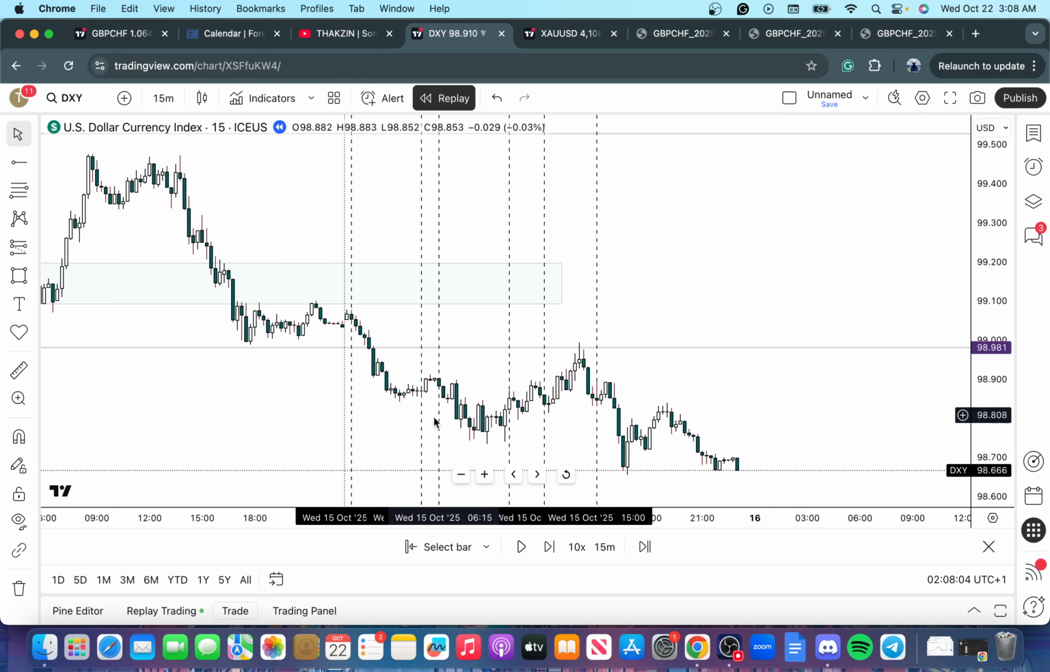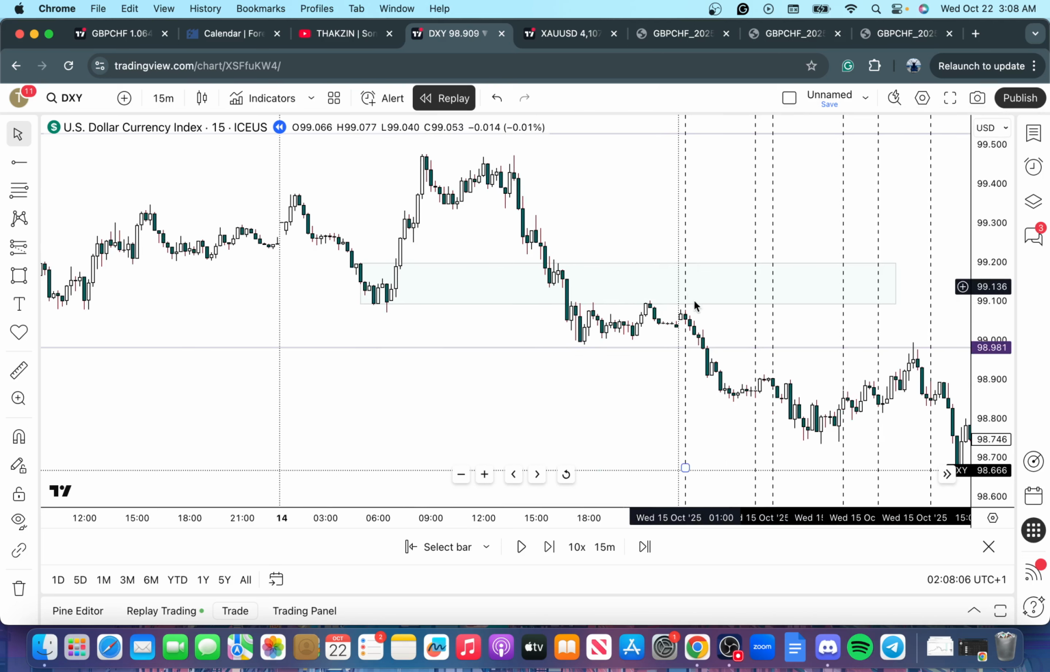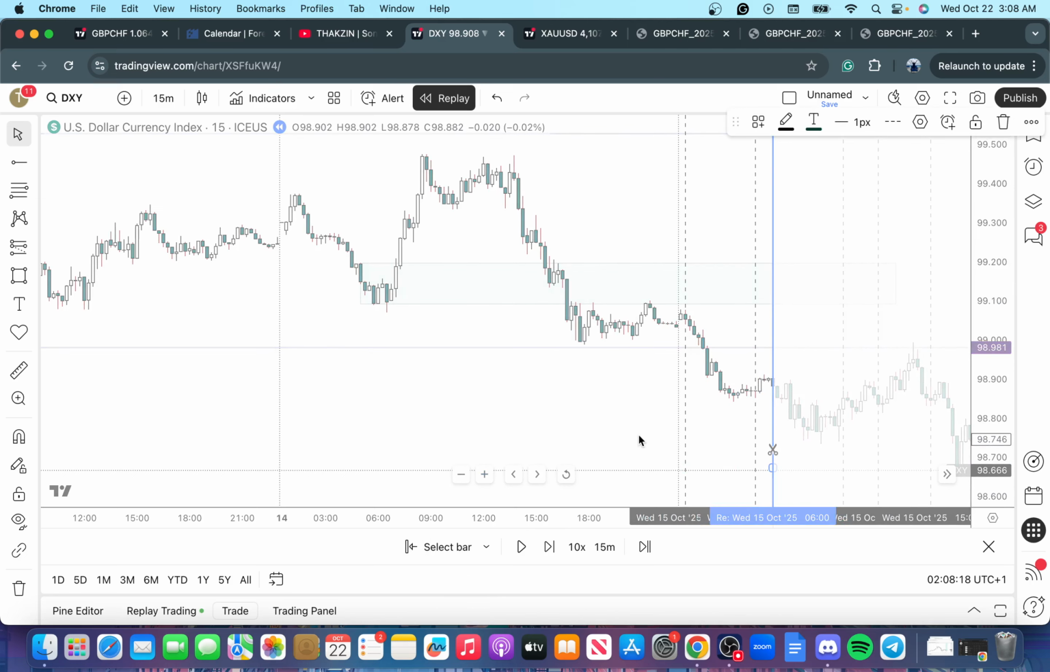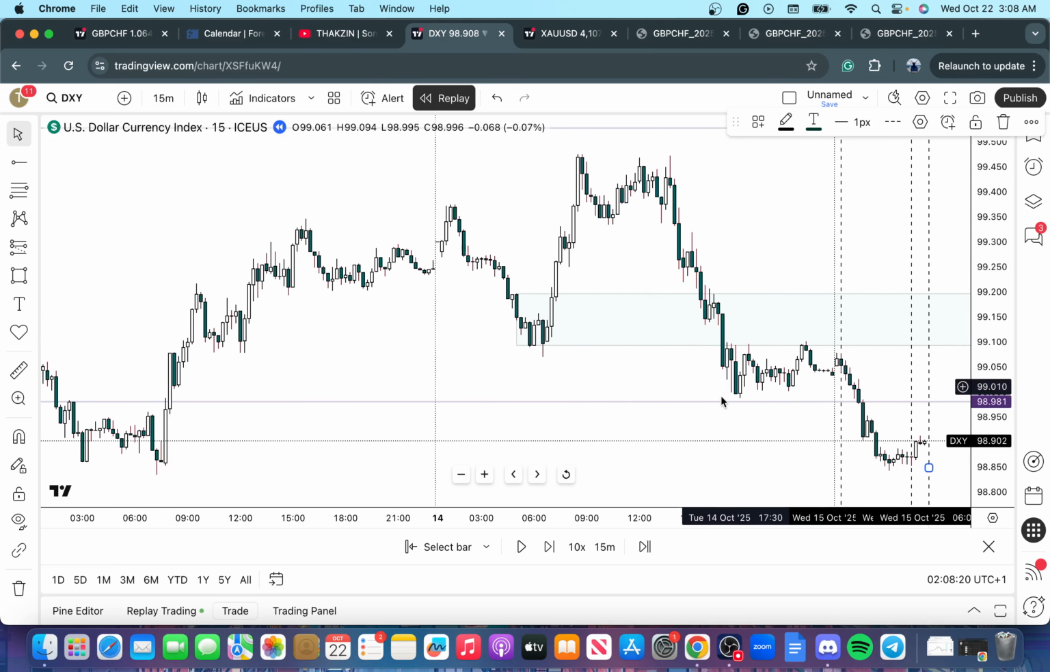Okay, so now what you can see here is going into the Asian session, you can see the market just opens and then just starts to drop. It drops really, really aggressively. Now, what do you think traders are thinking going into New York session? So let's use a replay tool like this. So now this is Asian session done.